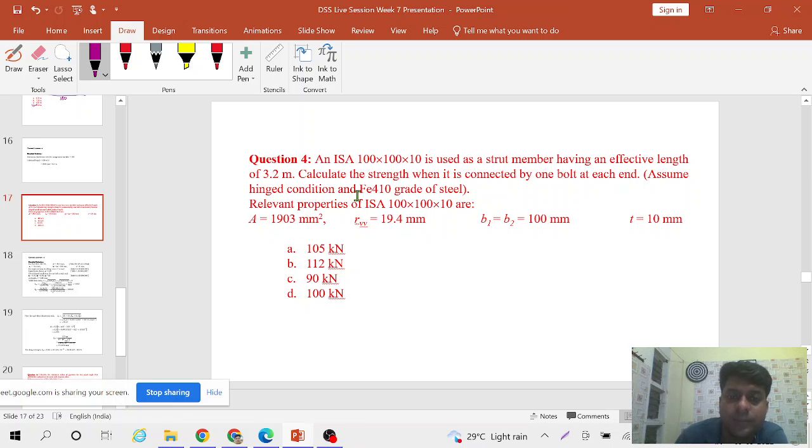which will come into the picture in the formulas. And relevant properties of ISA 100-110 are given. Area is equal to 1903 mm square, Rvv is equal to 19.4 mm. So Rvv is the radius of gyration about the weaker axis, and because this is an equal angle, B1 is equal to B2 is equal to 100 mm, and thickness of the angle t is equal to 10 mm. And these are the options. Please write down the important values which you will require to solve the numerical problem, and please solve this question.